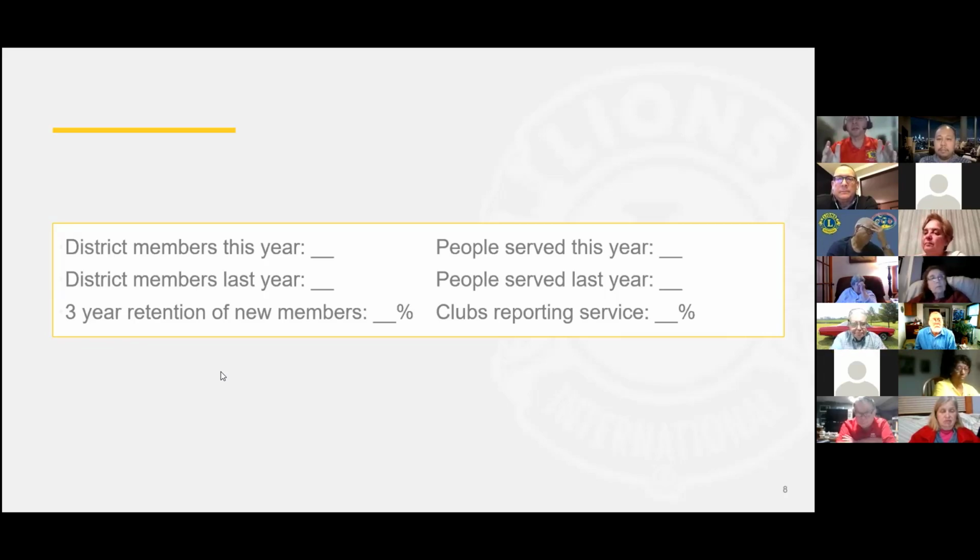And when you go to Insights, then across the top, it'll have membership, service, LCIF, I think new clubs. And along the left-hand side, it's going to let you drill down to your district and have just your district numbers. And when you click it, it'll even give you the numbers by club. And so you can pull that out and personalize this so that you'll have the information there, because our visionaries are going to help us to set district goals.